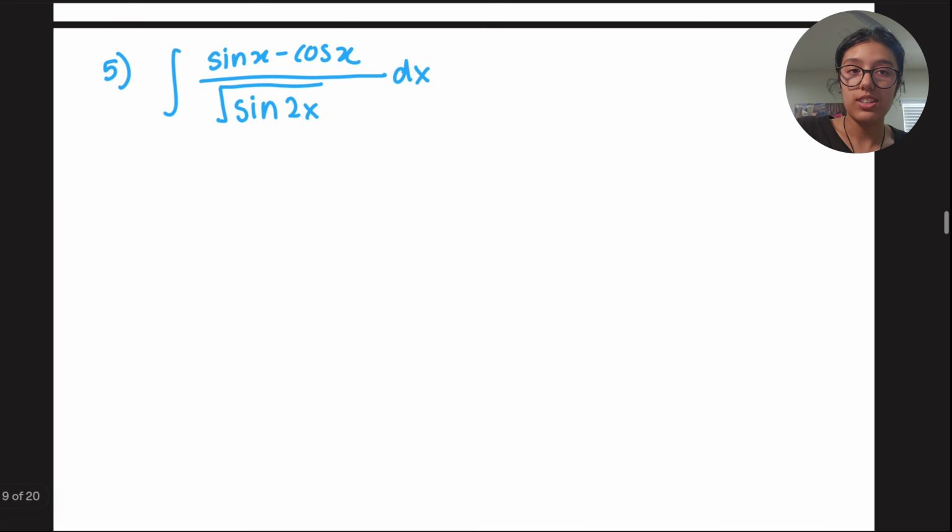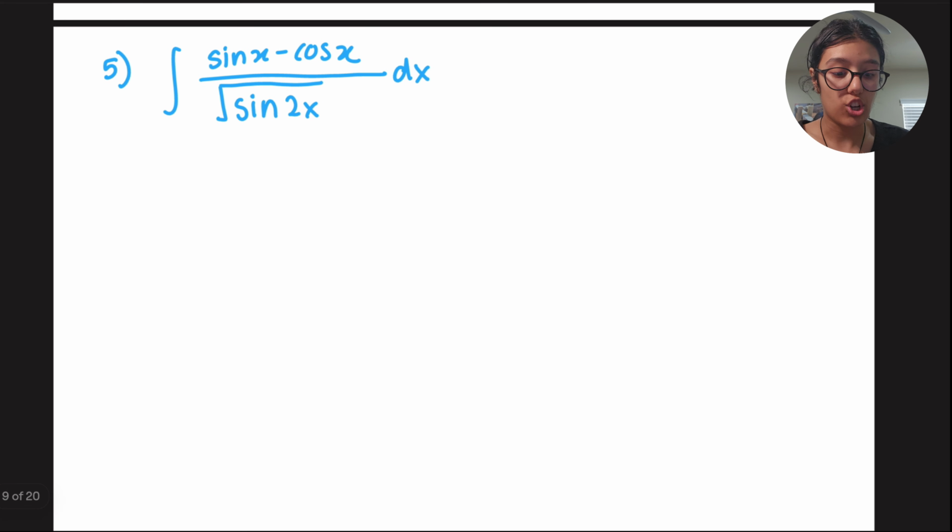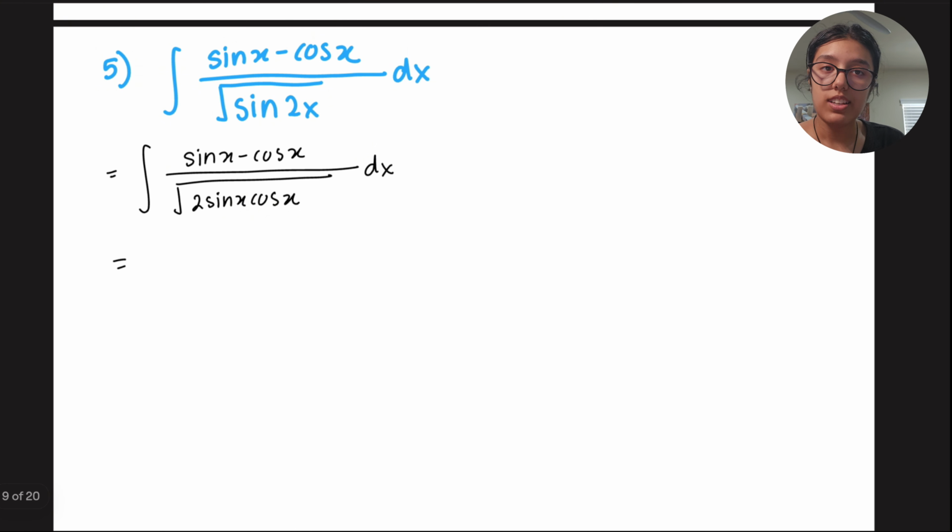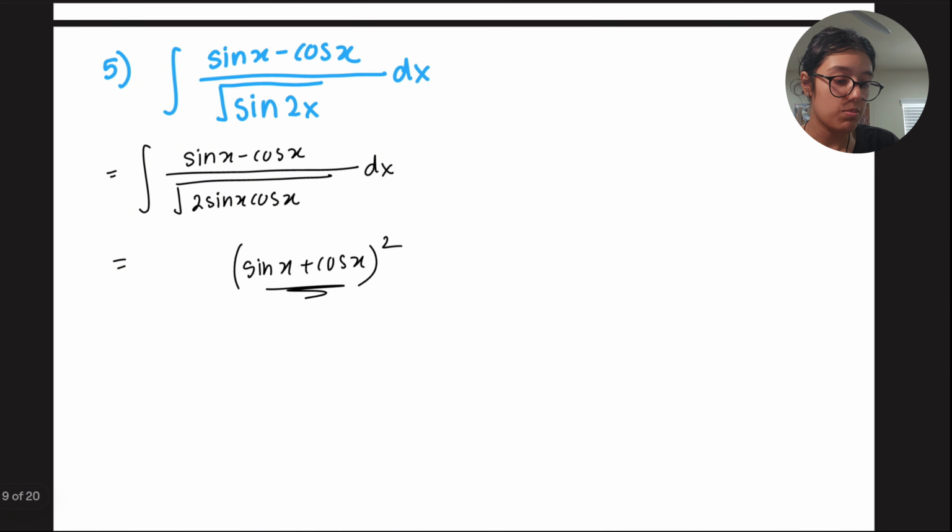I know that sine 2x is equal to 2 sine x cos x. In other words, I'm going to write the denominator as that. Now, I do want to get a square in the denominator because that's all our special integrals are basically saying: there's a square in the denominator. And in order to do that, I'm thinking this could be the middle term. Because if we have something like (sine x plus cos x) squared, the middle term, 2ab, is going to be 2 sine x cos x, and that is exactly that.